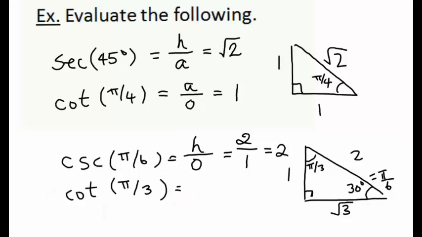Next, let's look at cotan of pi by 3. We know tan is opposite over adjacent, so cotan is going to be adjacent over opposite, just like it was above. And using pi by 3 as our reference, we have the adjacent side is 1, and the opposite side is square root of 3. So we could write this down as root 3 over 3.